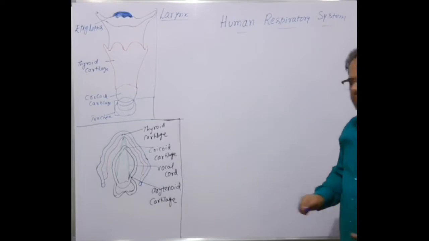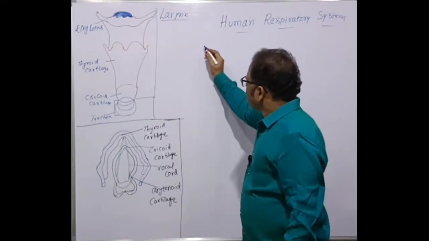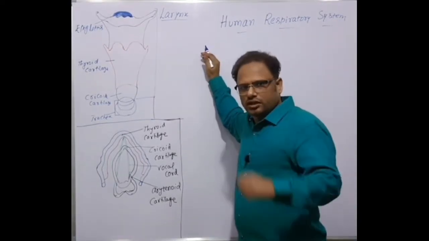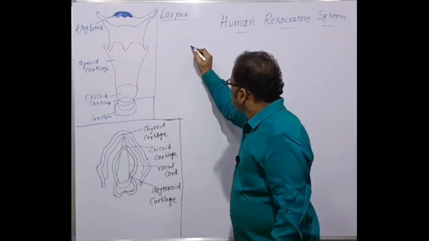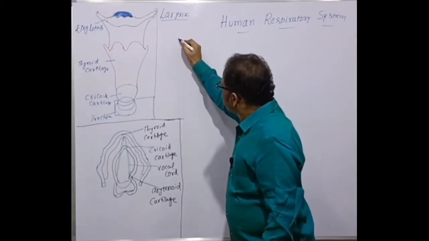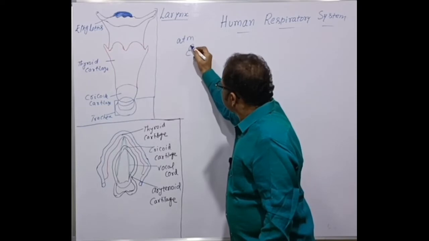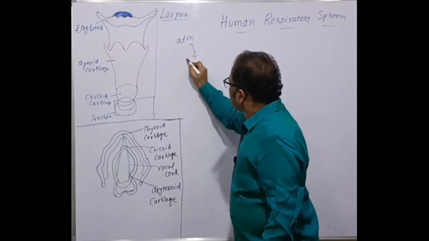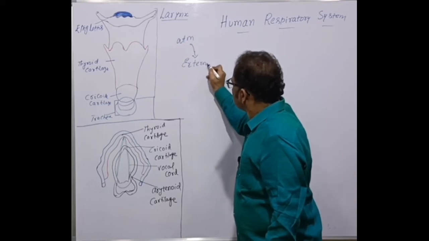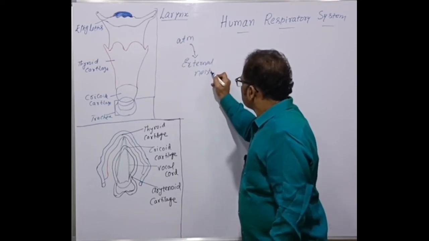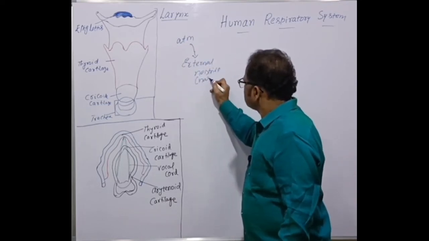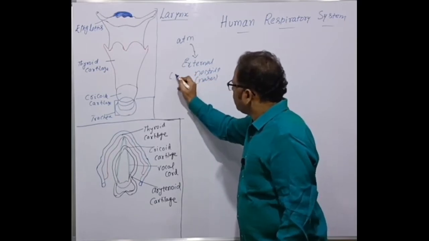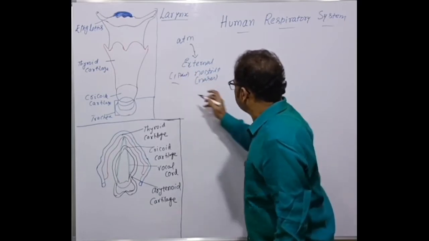We'll be discussing now. When air is taken inside through the external nostrils from the atmosphere, they are also called nares. One pair of external nostrils is present here.